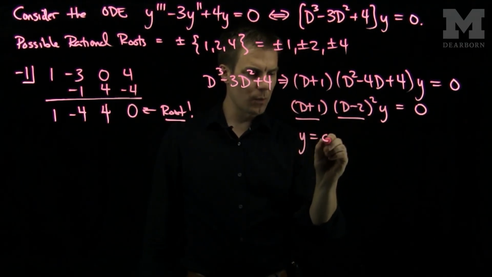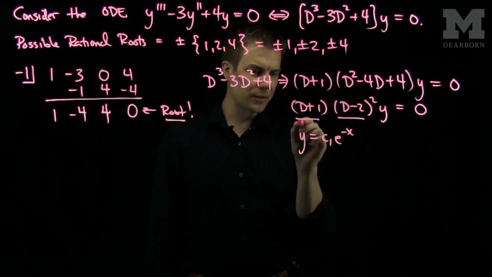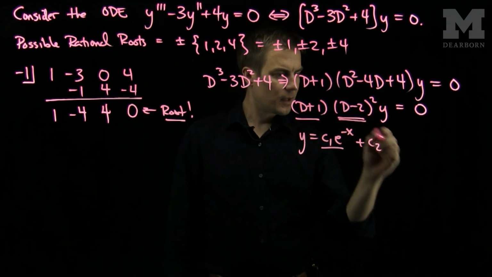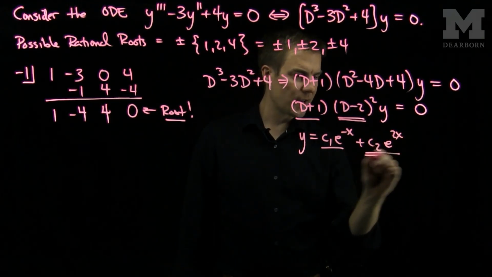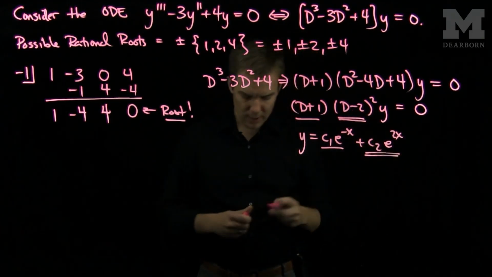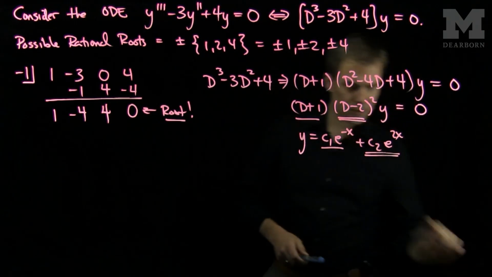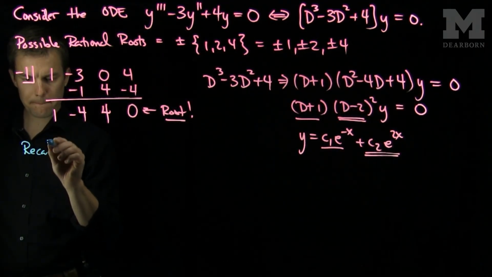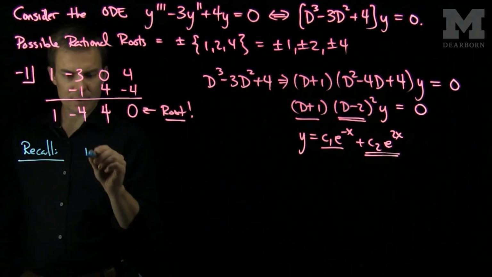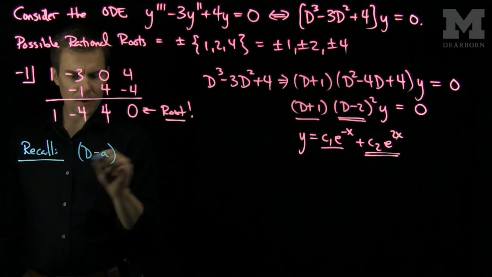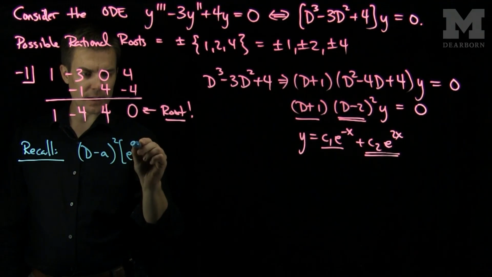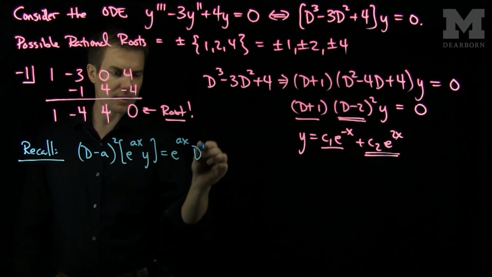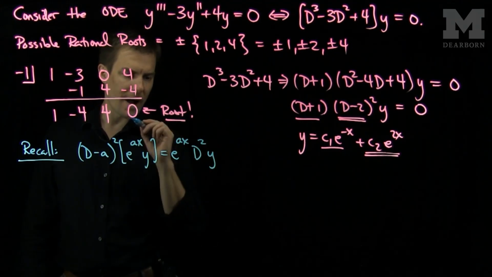We get that y equals c1 e to the negative x from this first term, and we will get c2 e to the 2x from the second term, but we're missing a solution. So to access the second solution for the repeated root, we recall that D minus a squared applied to e to the ax y is e to the ax D squared y.